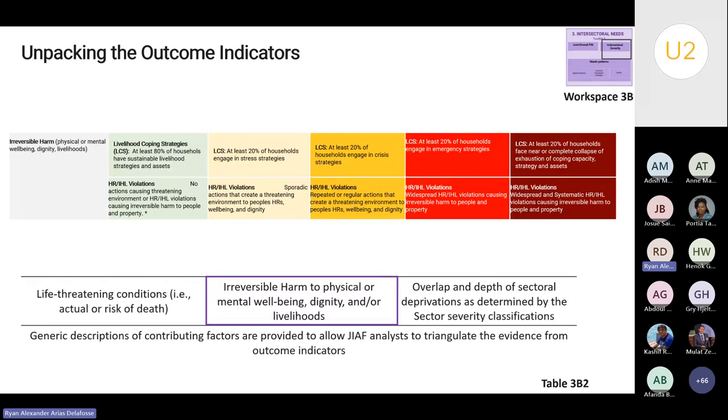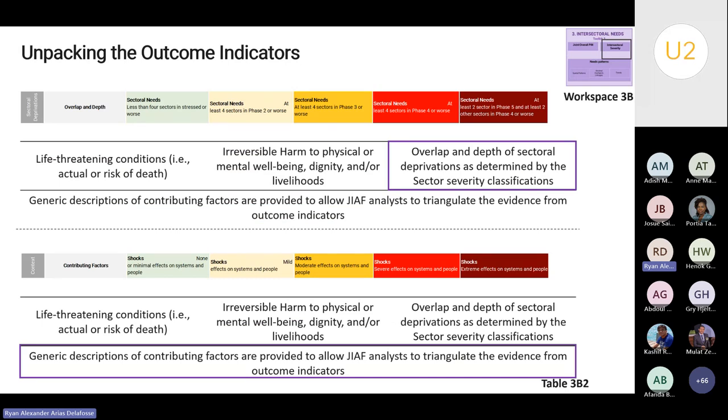This will be a time for you to bring in supporting evidence. Let's say an admin area is severity level 3, but you know that there are massive human rights violations, or there is some type of protection risk or protection needs that require this admin area to be raised to a level 4. After it's flagged, you can bring in whatever sort of evidence that you have to try and advocate for that. Similarly, with the overlap and depth of sectoral deprivations, this is what has chosen the initial severity. So that is looking at how many sectors have a high level of severity.